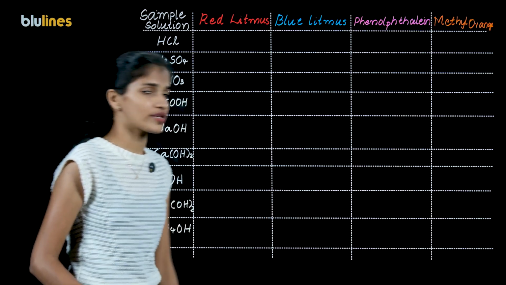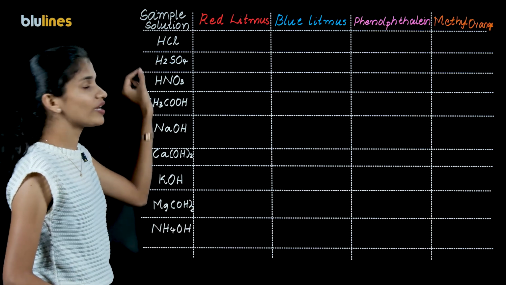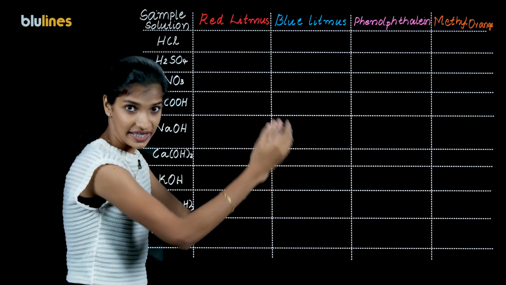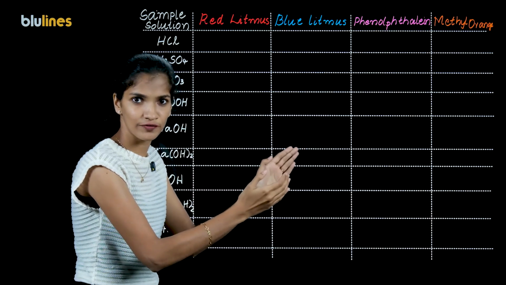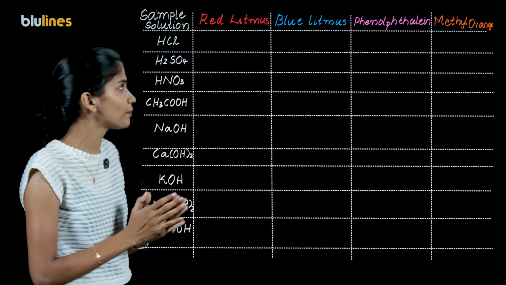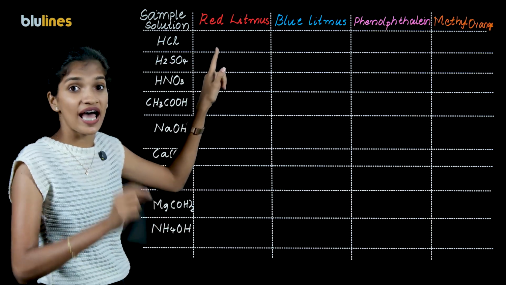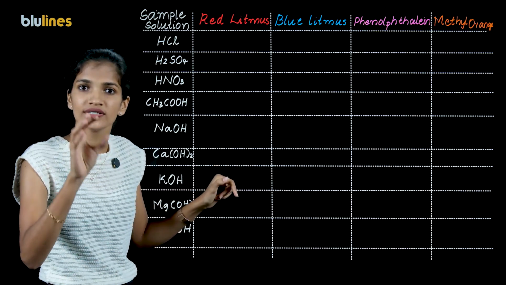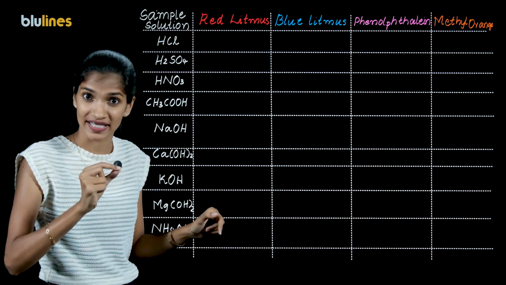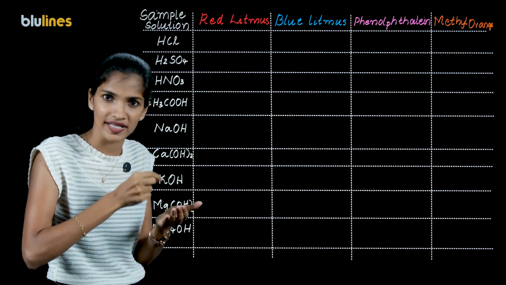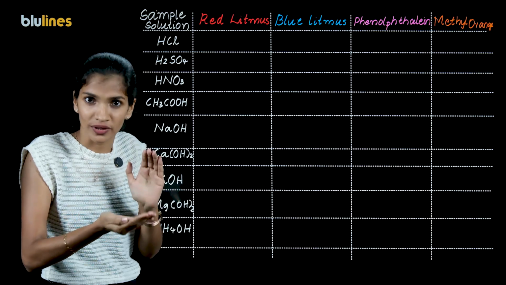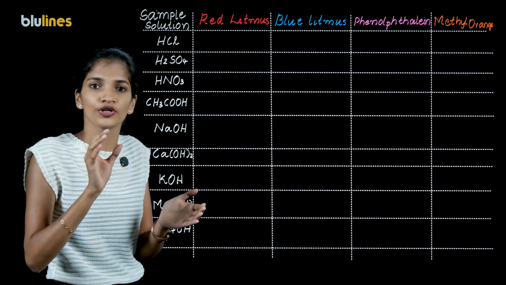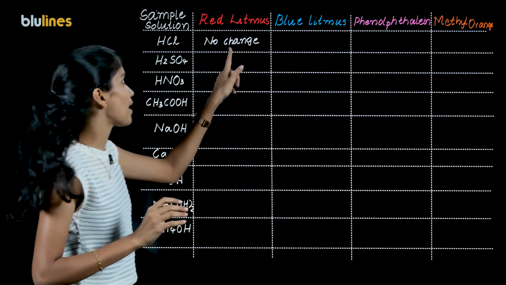Now let's see some more examples. First one is hydrochloric acid. And here we are using different types of indicators, both natural as well as artificial. Let's see what changes are going to happen. So, hydrochloric acid, red litmus paper. When a red litmus paper is dipped in an acid, no change is going to happen because only a base turns it blue. When a blue litmus paper is placed in an acid, the blue is going to turn to red. When a red litmus paper is dipped in an acid, there is no change happening.